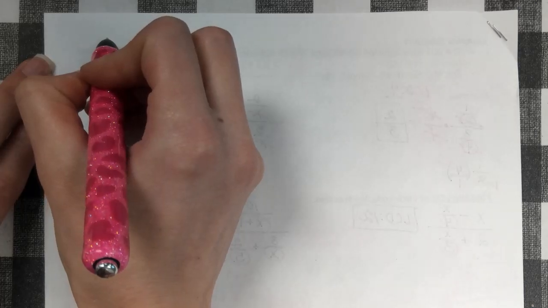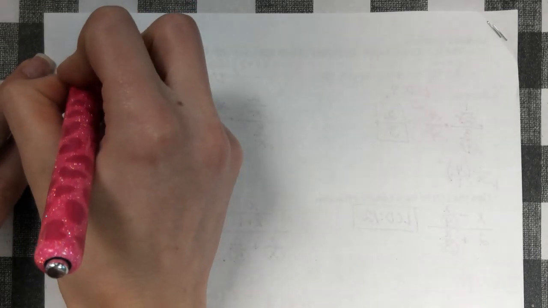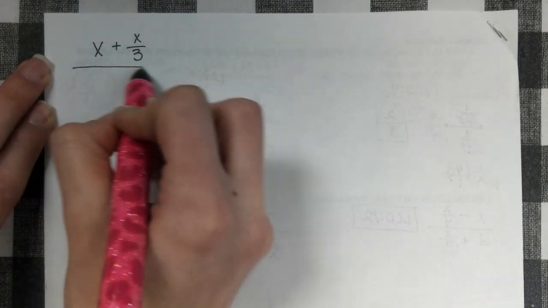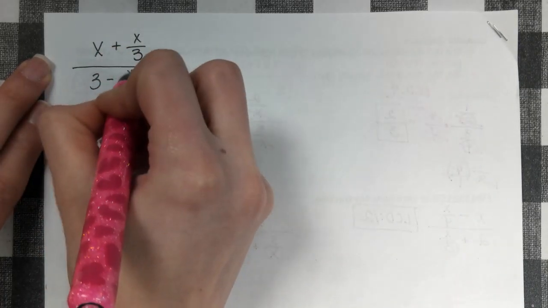Alright, if I have x plus x over 3, divided by 3 minus x over 6.